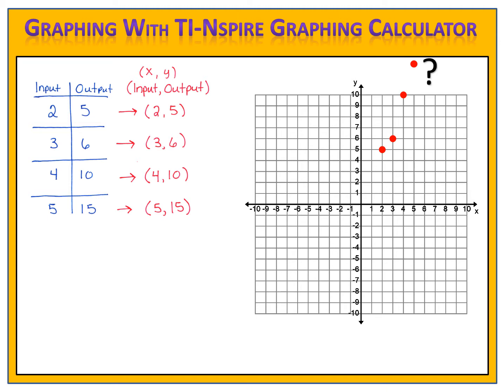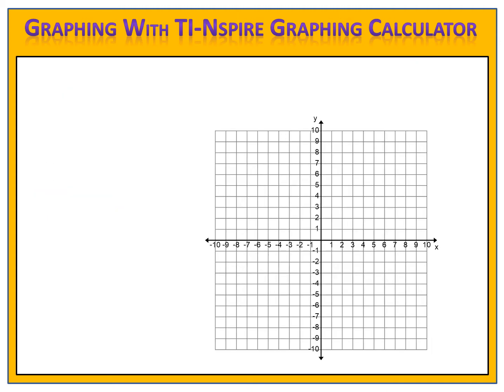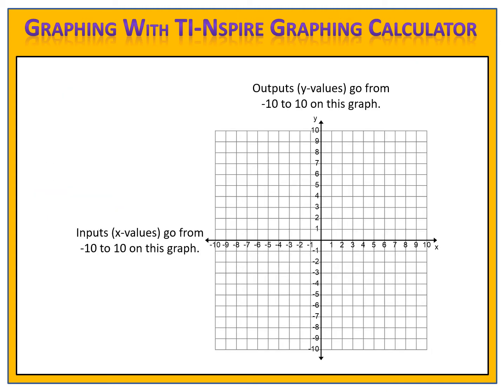In fact, my graph goes from -10 to 10 on the x-axis, which is the inputs, and -10 to +10 on the y-axis, which is the outputs. So when I'm creating a table of values, I want to look at what the valid inputs and outputs are. On this graph, my inputs can go from -10 to +10, which is the length of the x-axis. And the outputs can go from -10 to +10, which is the length of the y-axis.